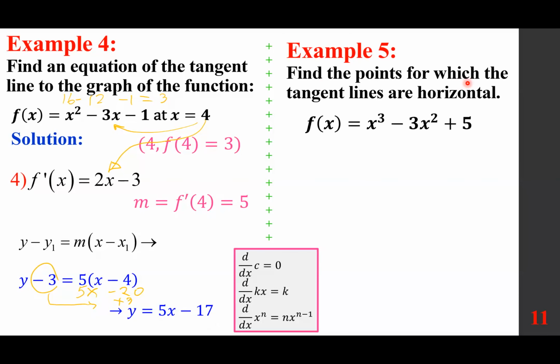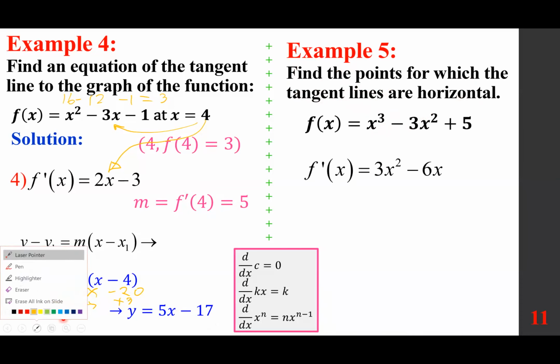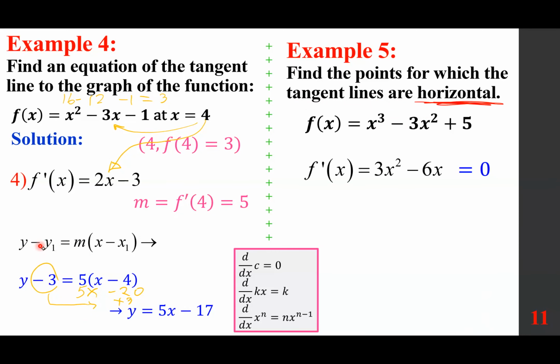Find the points for which the tangent lines are horizontal. Speaking of the tangent lines, to discuss that, we can discuss the slope of a tangent line, which comes from the differentiation. So we are going to differentiate this. This is the easy differentiation using the power rule, 3x squared minus 6x. That's f prime of x. When it says horizontal, it's giving us the slope. The slope of any horizontal line is 0.